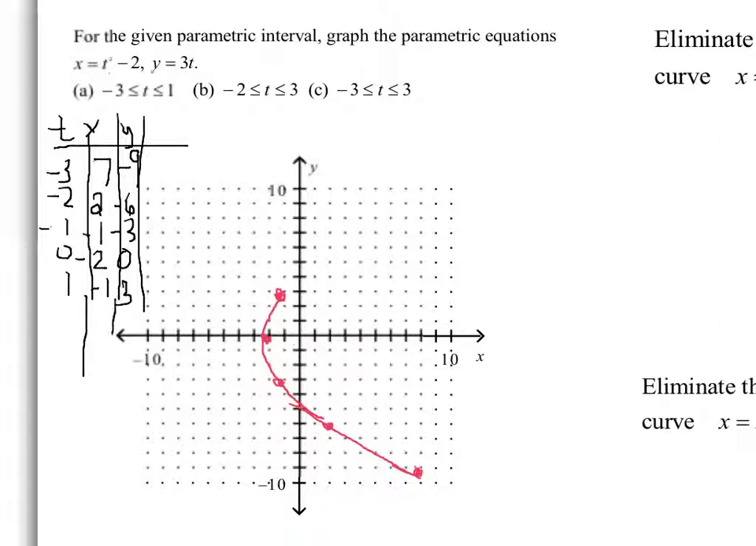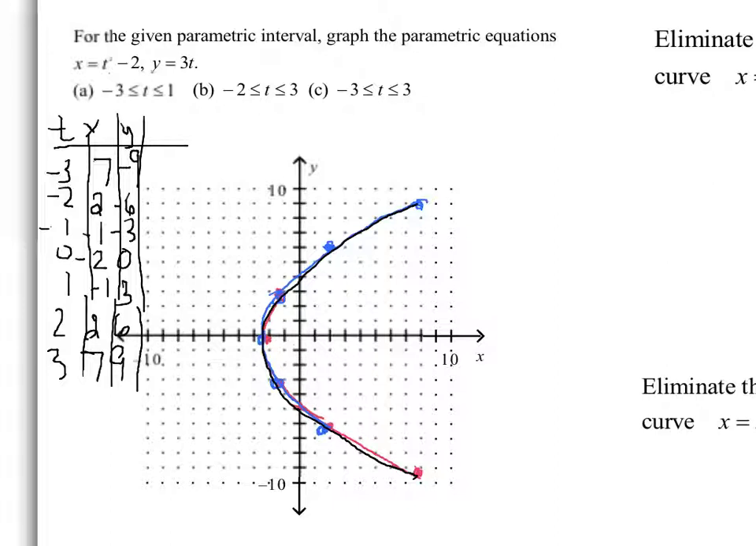Now the second one's asking you to graph negative 2 to 3, so we have to go back and add a few more values here. So we just need to add 2 and 3. If I calculate 2, you would get 2 comma 6, and if I calculate 3, you would get 7 comma 9. So if we graph those points now, we still have these, and then you have to add 2, 6, and 7, 9. And this graph would be this. And if you look at the last one, it would be all of them. But notice there's no arrows because they're very specific intervals, okay?